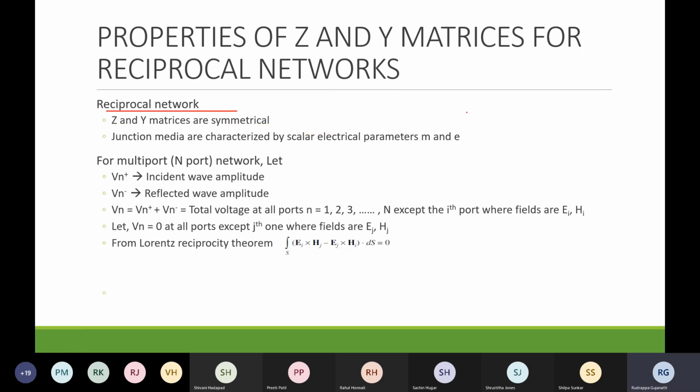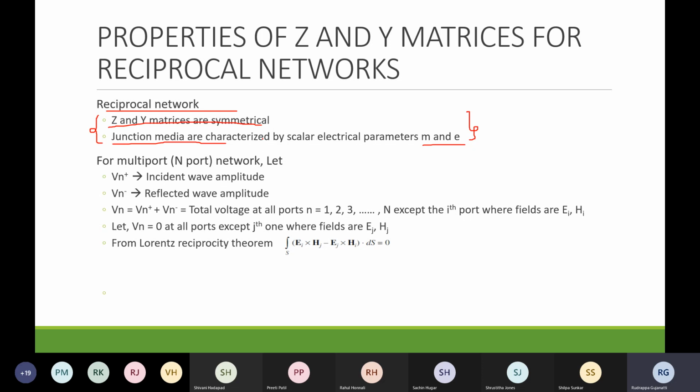So for reciprocal networks, we have these aspects. The Z and Y matrices are symmetrical, and the junction media are characterized by the parameters mu and epsilon, which are the electrical parameters which we'll be utilizing for the analysis. So these are the conditions under which we define the reciprocal network.